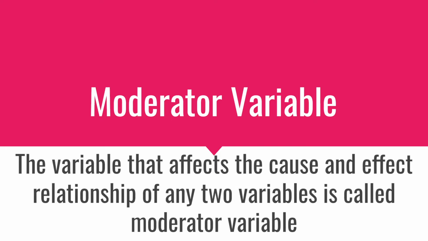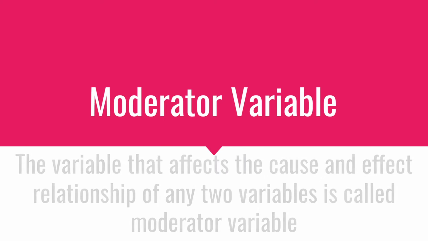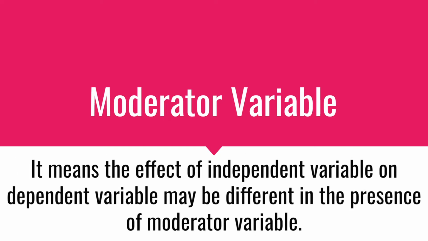The variables that affect the cause and effect relationship of any two variables are called moderator variables. This means that the effect of the independent variable on the dependent variable may be different in the presence of the moderator variable. Let's try to understand this concept with the help of an example.